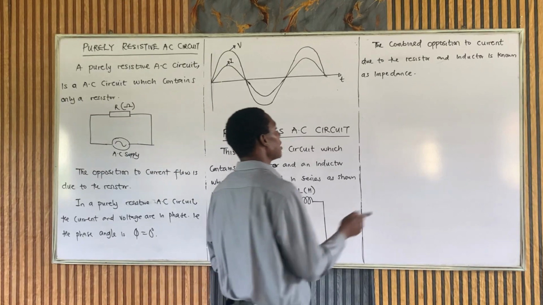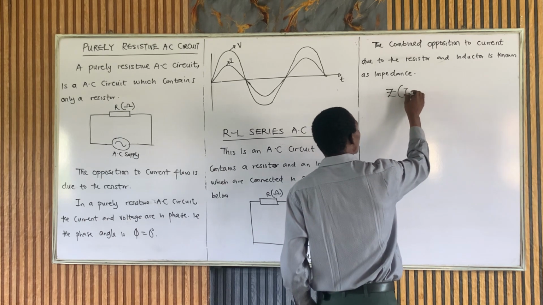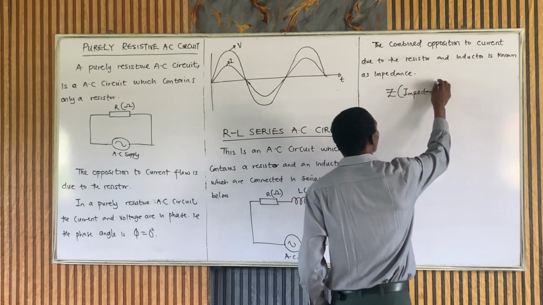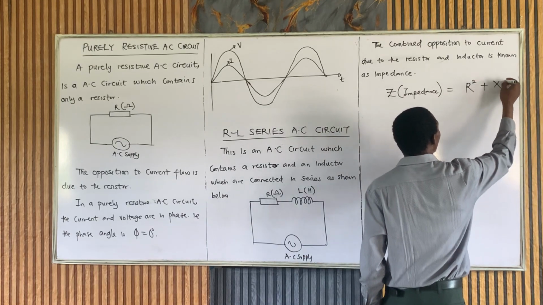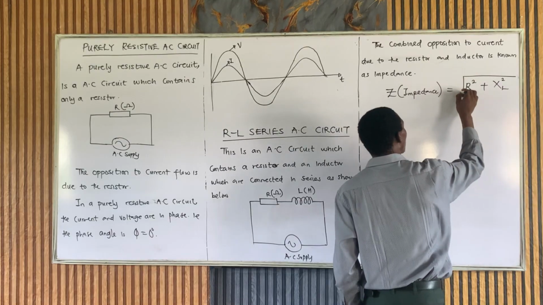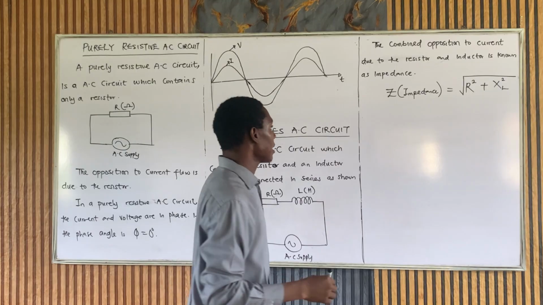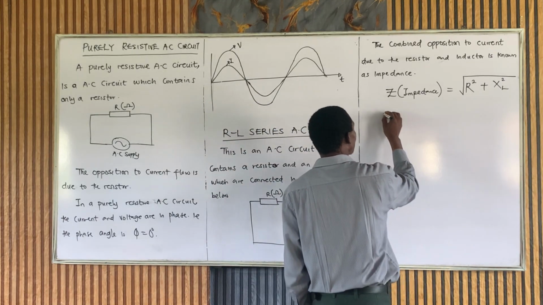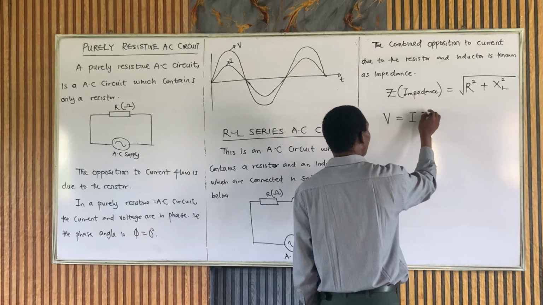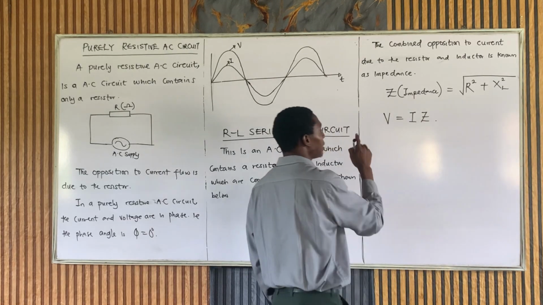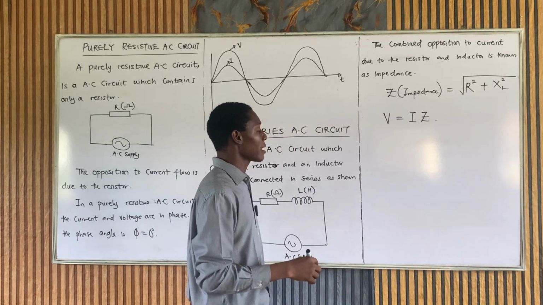impedance. You see, the impedance, Z, is given as the square root of the square of the resistance plus the square of the inductive reactance. That is the formula for the impedance. Now, the voltage supply in this circuit is given as I times the impedance. This is the voltage supply in this RL series AC circuit.